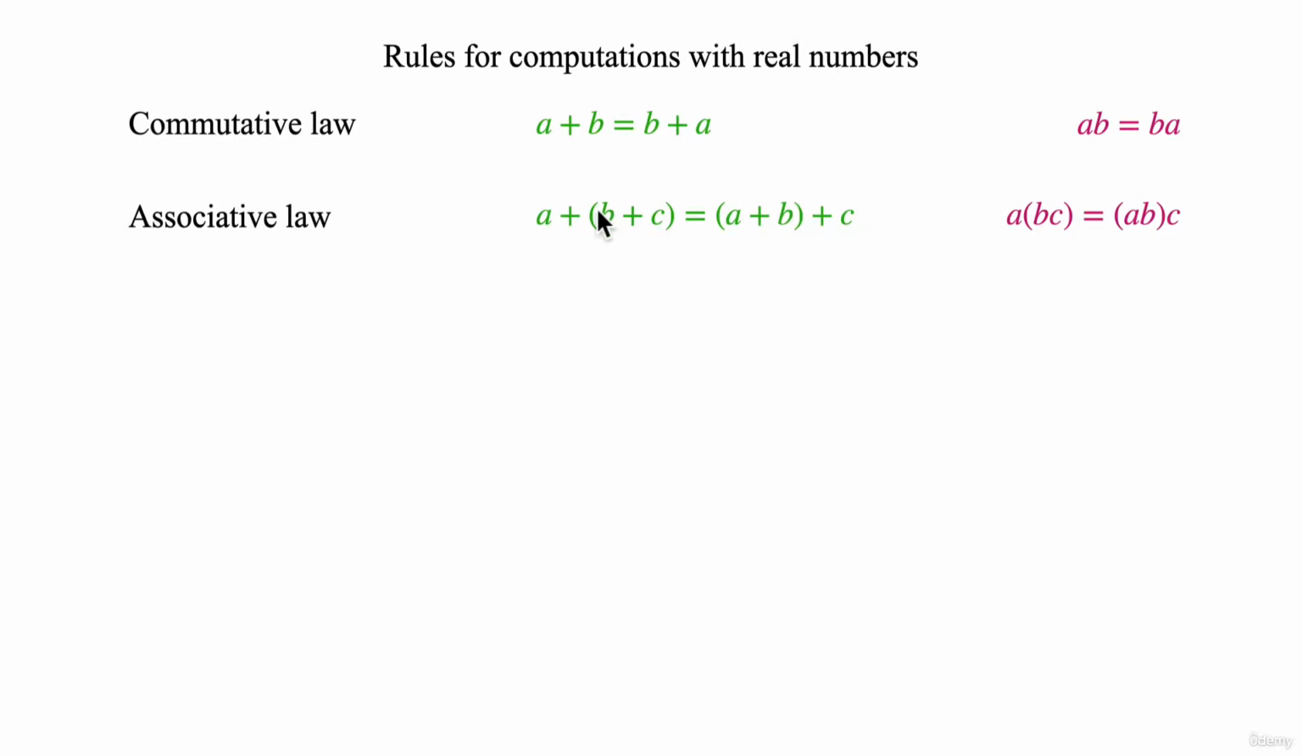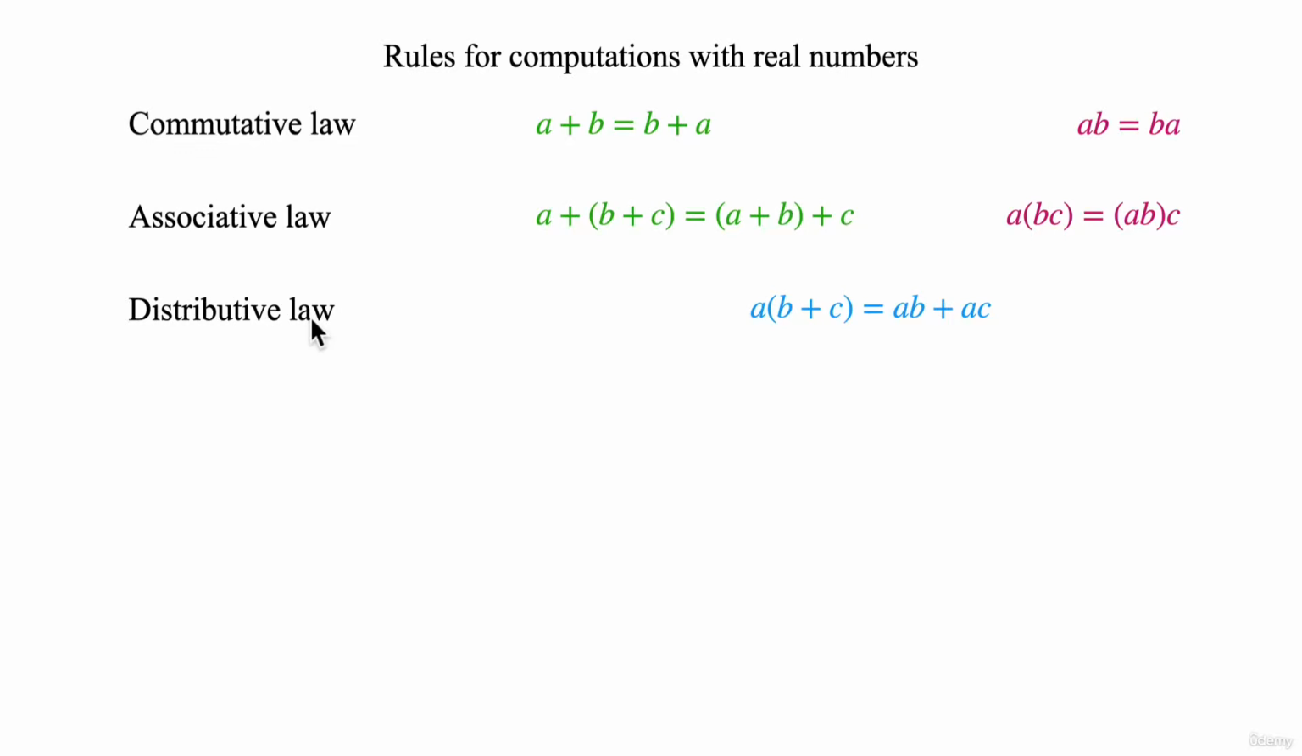Then the associative law tells you that you can put parentheses as you like. What does it mean in practice? If you have to add three numbers, it doesn't matter if you first add the last two numbers and then add the result to the first one, or if you add the first two numbers and add the result to the third one. You will arrive at the same result. And the same for multiplication.